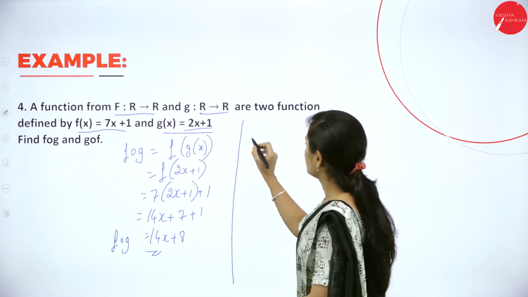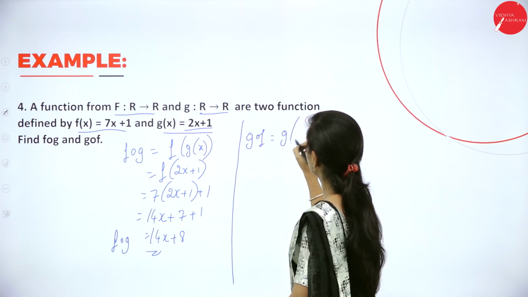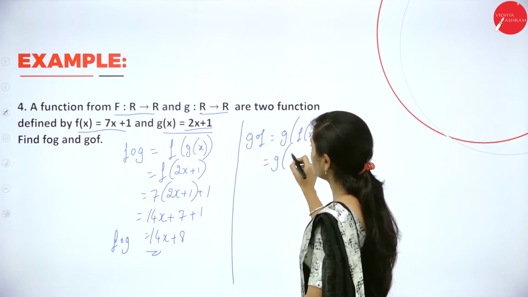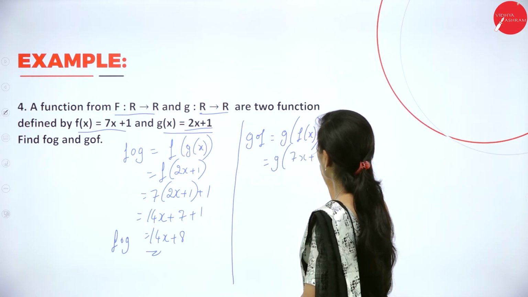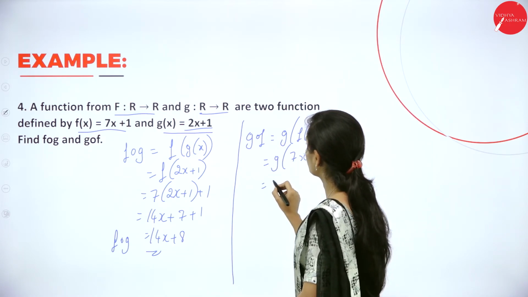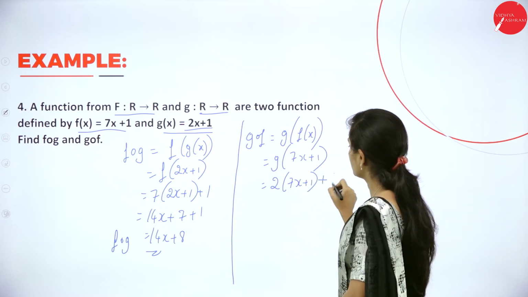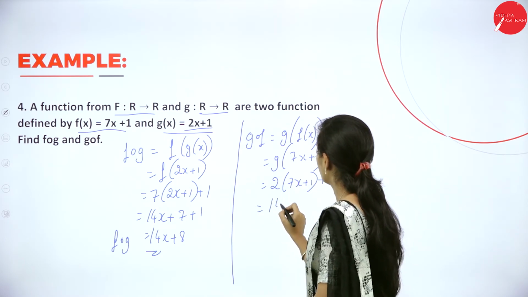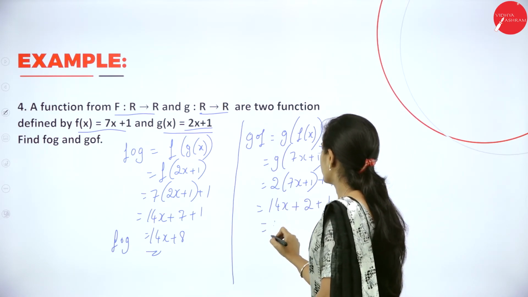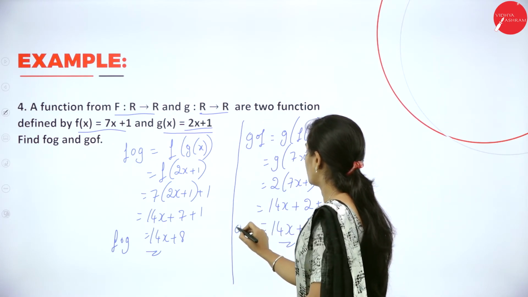And again find out g of f. So g of f of x is your gof. What is f of x? 7x plus 1. So now replace x by 7x plus 1. 2 into (7x plus 1) plus 1. Multiply this: 14x plus 2 plus 1. So it is 14x plus 3, which is your gof.